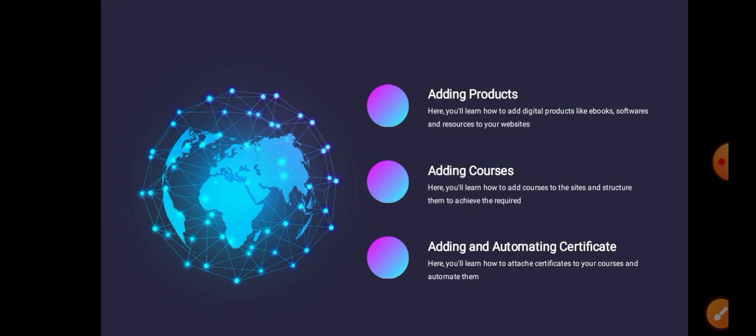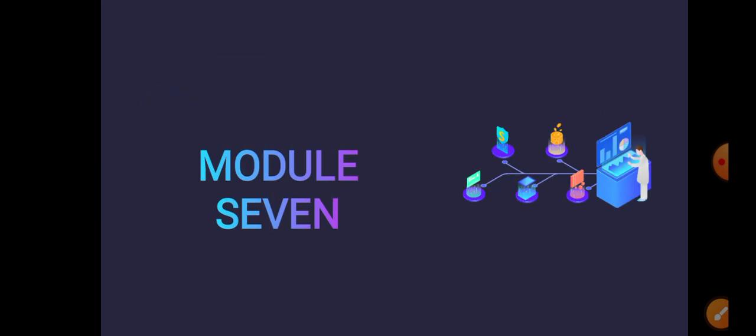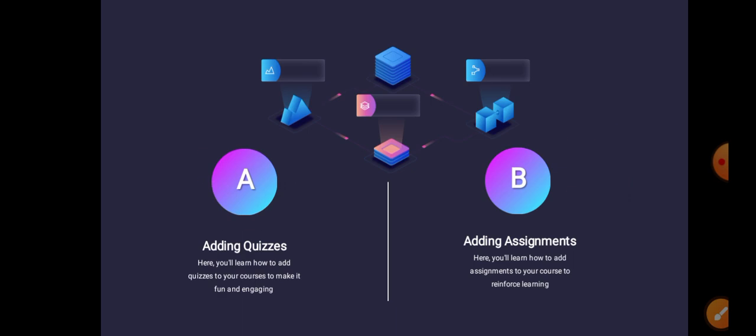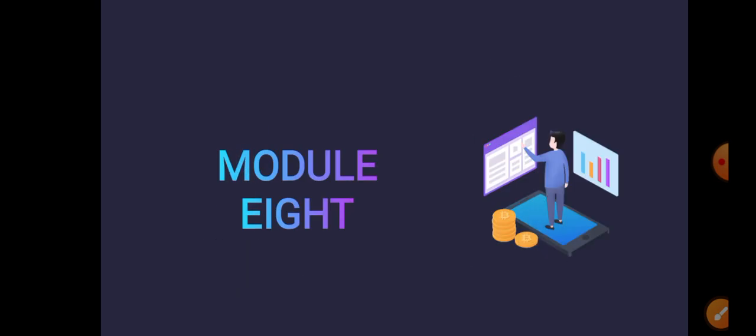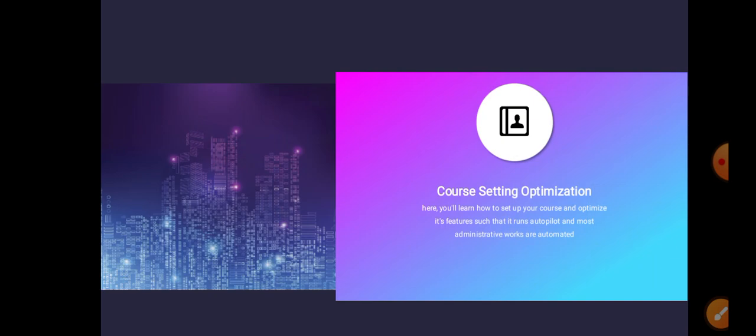Okay, and then in module 6, you are going to be adding your products, your courses, and also your certificate, and even automate your certificate such that when people are done with their course, the certificate is automatically issued to them. So you will learn how to do this. Then in module 7, you are going to be learning how you can add quizzes and assignments in order to enhance engagement and make learning very, very fun. Okay, then in module 8, you are going to be optimizing your course settings. So we are going to be adjusting some settings under our course settings to help us optimize the features there.